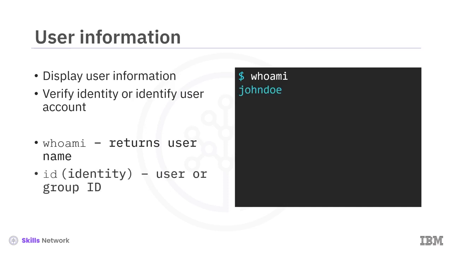Similarly, the id command returns the user or group ID, which is a number assigned to each user or group in the Linux system. In this example, using id with the -u option returns the numerical ID of the user. If you would like the name corresponding to the numerical user ID, add the -n option.